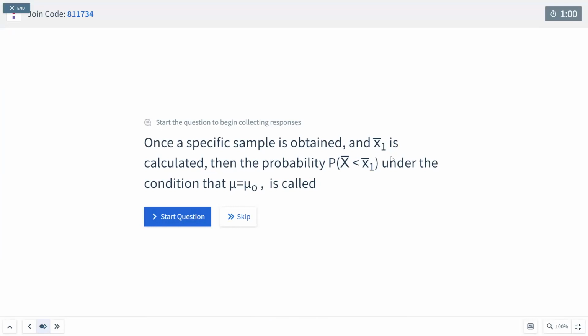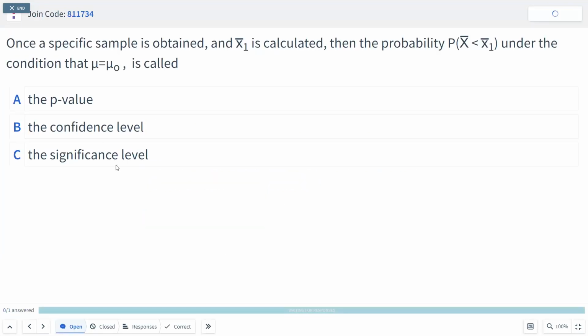Once a specific sample is obtained and x bar 1 is calculated, then the probability that any sample mean is less than that number under the condition that mu equals mu naught is called. And then what you want to know is, is it the p-value, the confidence level, or the significance level?